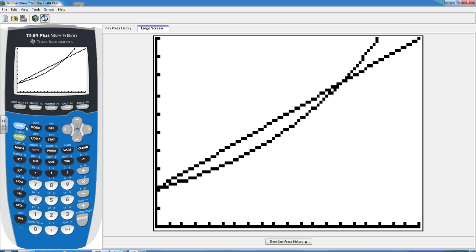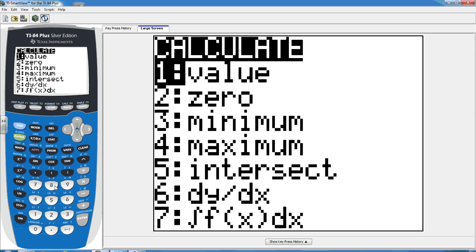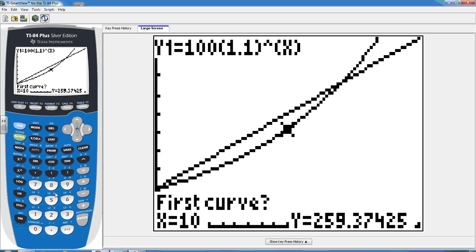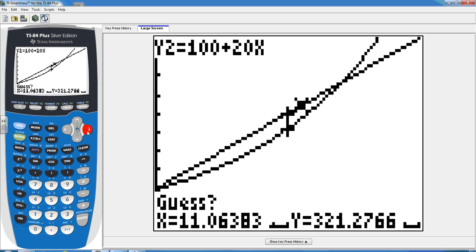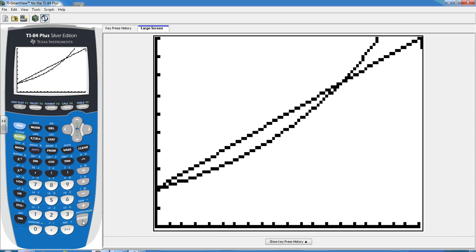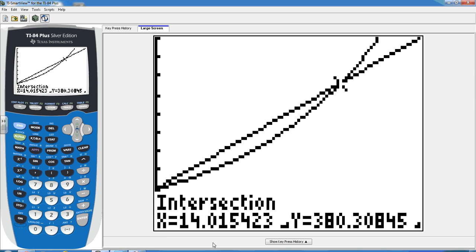So we can take a look here. Once again, second trace, number 5. And then we're going to do first curve, second curve, and then we're going to guess. Notice it is important here to put your guess close to the intersection because there are 2 points of intersection. There's another one down here at 0, 100. So that's close enough. And then there it is. Oh, and that's interesting. It's about the same as the last one, about 14. Notice that the population at that time is about 380. So very interesting, coincidental, but just interesting to know.